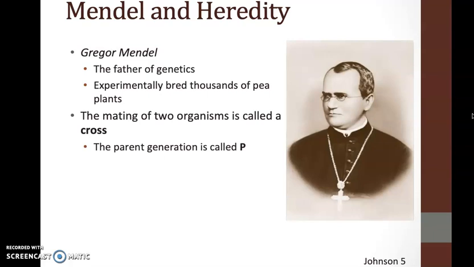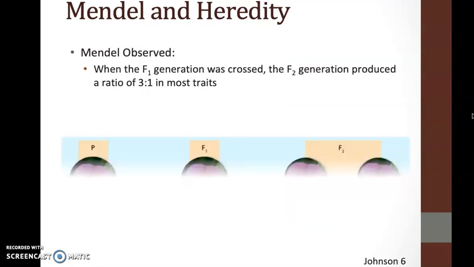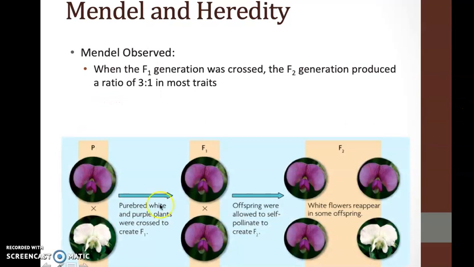He called the parent generation P1, the offspring the F1, and the offspring of that offspring the F2, and so on and so forth. And Mendel observed when he crossed two purebred, which means these are exclusively purple, these are exclusively white, when he crossed those things, he only ended up with purple flowers. Now, why would that be? Well, if we cross purple and white, we'd expect half purple and half white, but what he ended up with was all purple.